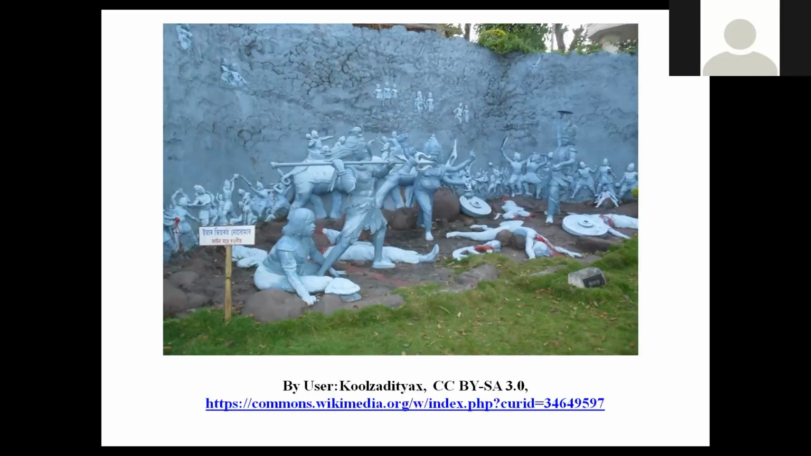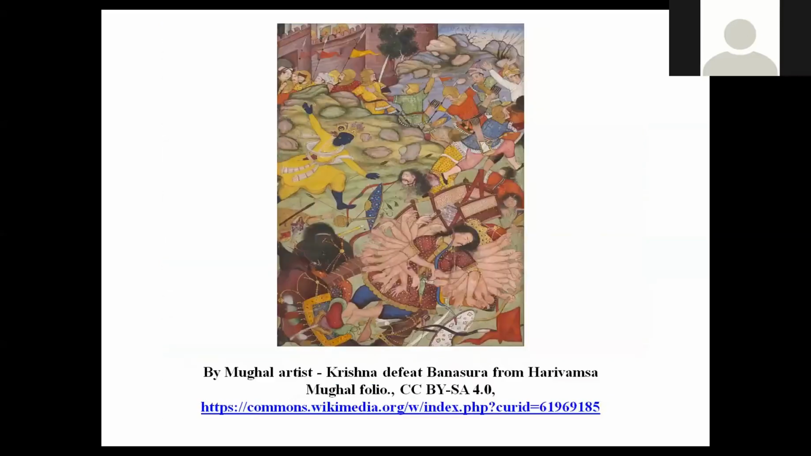So this is a modern sculpture, as I said. This is in the present town of Tezpur, where Agnigar is believed to be, although it does not date back to the epic period. You do find some fortifications and other things, but archaeologically these date back to the 7th century. So this is just a sculpture, and this is a Mughal artist's drawing of the defeat of Banasura from the Harivamsha, a Mughal folio.